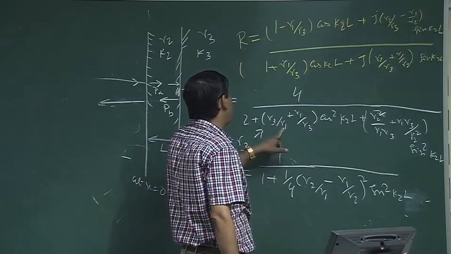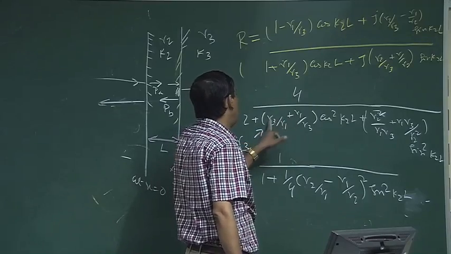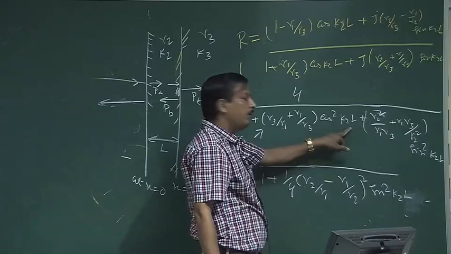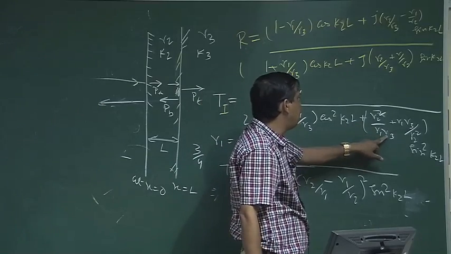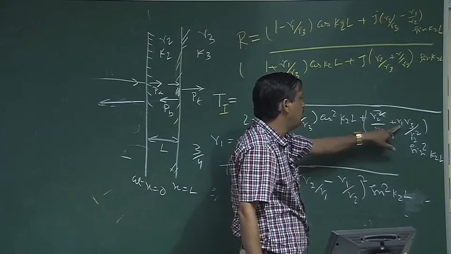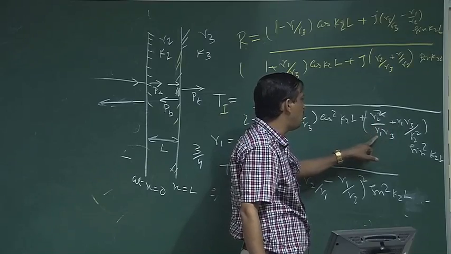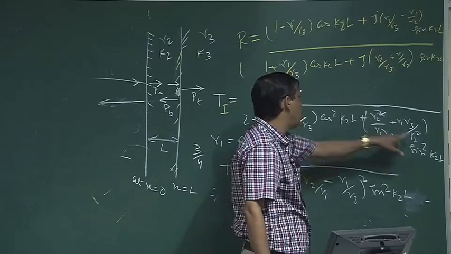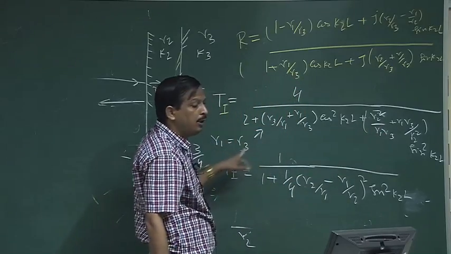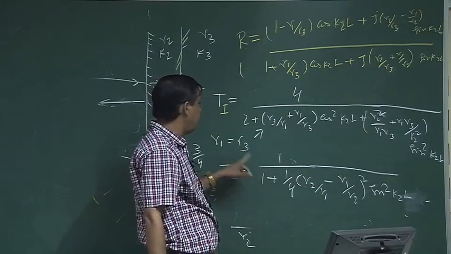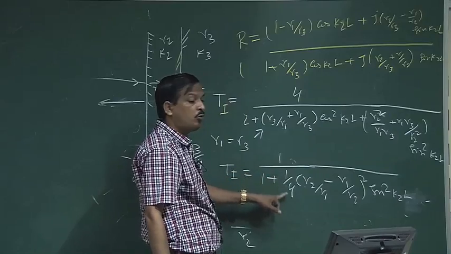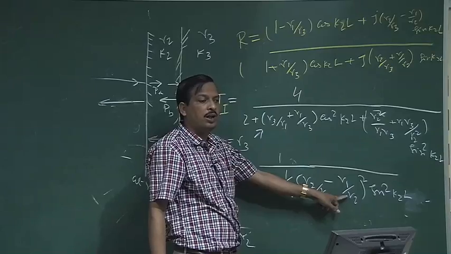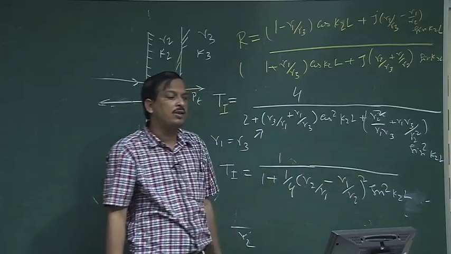I put R1 equal to R3 in this equation. So this is 1, this is again 1, 1 plus 1 is 2, cos²(K2L), plus R2 over R1 squared, since R1 and R3 are the same. R2 by R1 plus R2 by R1, so 2R2/R1². If I simplify, when R1 equals R3, I get Ti equal to 1 divided by 1 plus 1/4 (R2/R1 minus R1/R2) whole square times sin²(K2L).